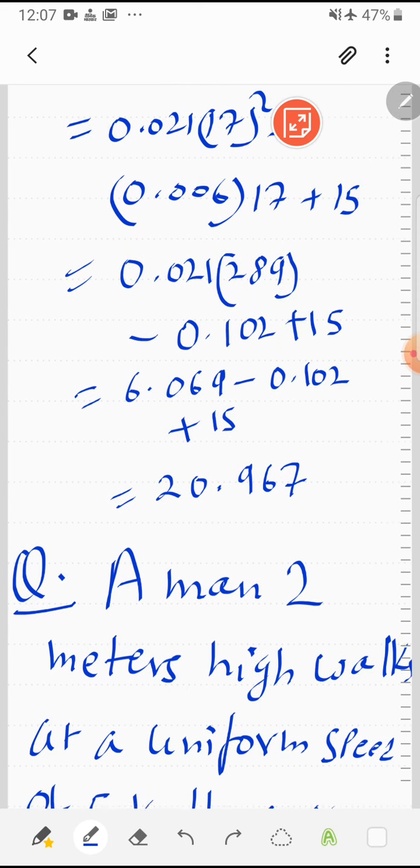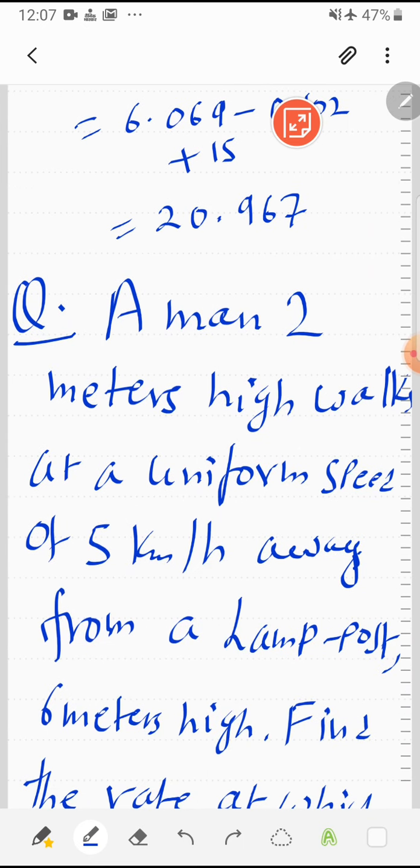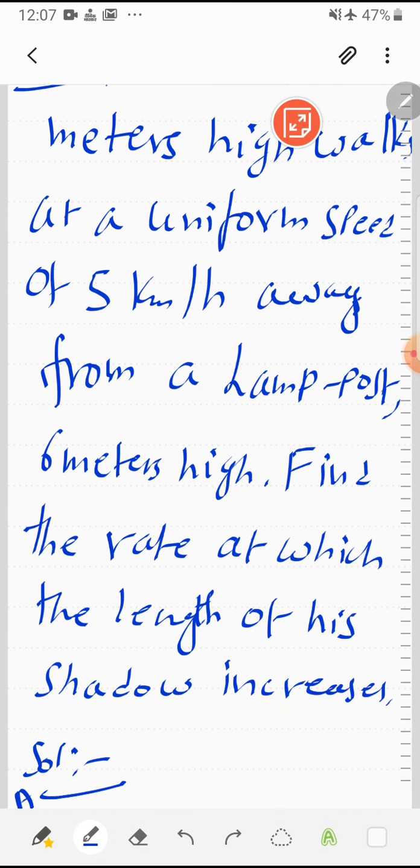Now coming to the next question. A man 2 meters high walks at a uniform speed of 5 km per hour away from a lamp post. Remember this, away from a lamp post, which is 6 meters high. Find the rate at which the length of his shadow increases.